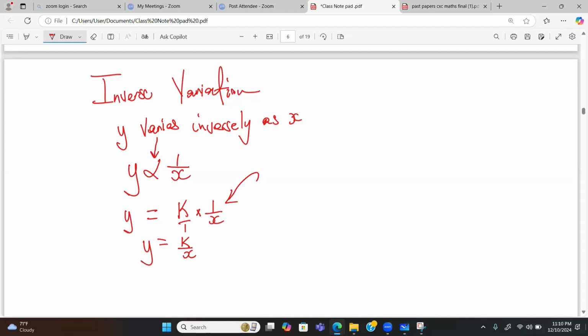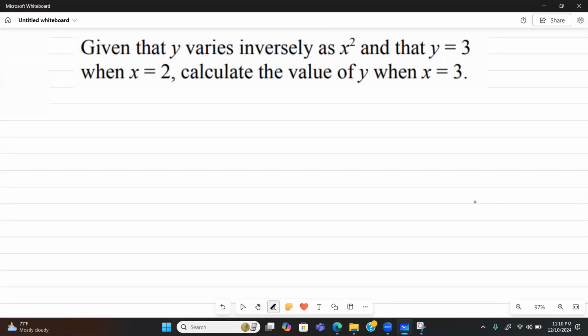So let us take a look at a question. This question says, given that y varies inversely as x squared, and that y equals 3 when x equals 2, calculate the value of y when x equals 3. Let us first write the equation that dominates this question. Given that y, my first variable, varies inversely as x squared, let's write the equation that associates these two things.